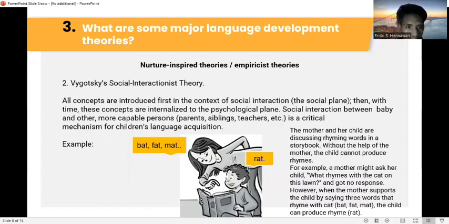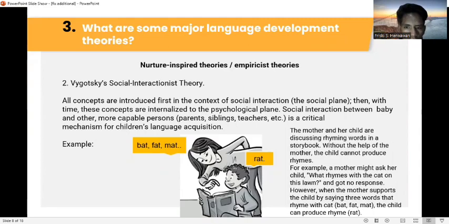And nurture-inspired theory number two is Vygotsky's social interactionist theory. This theory says that humans learn language by social interaction. Social interaction between a baby and other more capable persons such as parents, siblings, teachers, and others is a critical mechanism for children's language acquisition. For example, we can see in the illustration below a picture of a social interaction between mother and child. They are discussing rhyming words in a storybook.